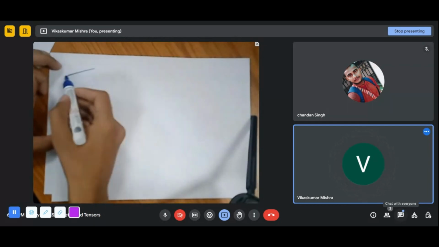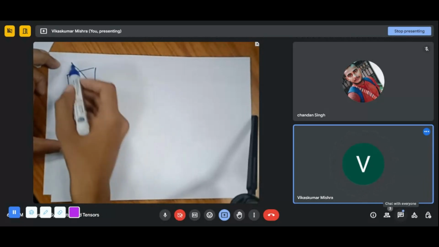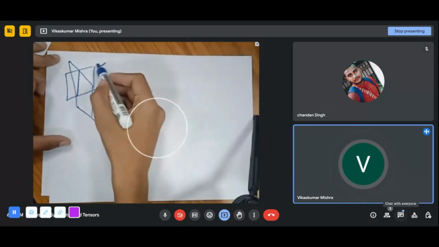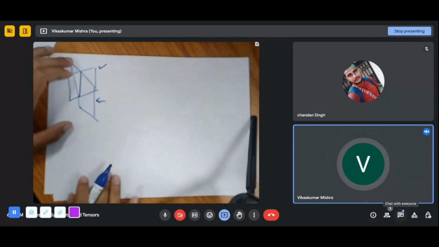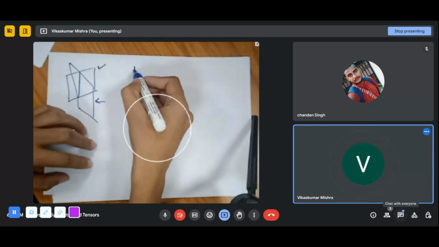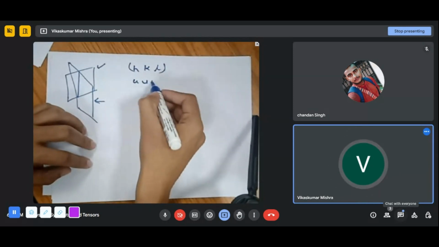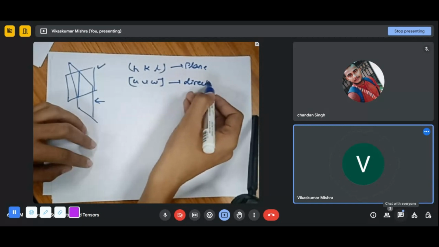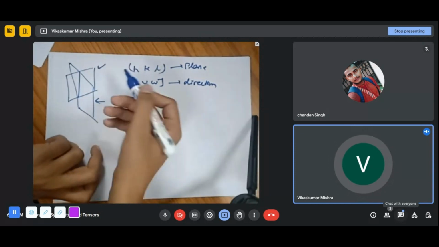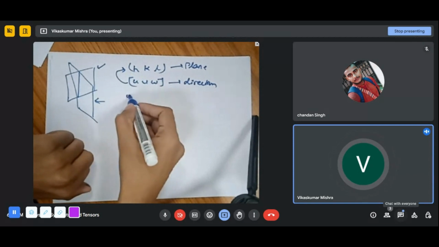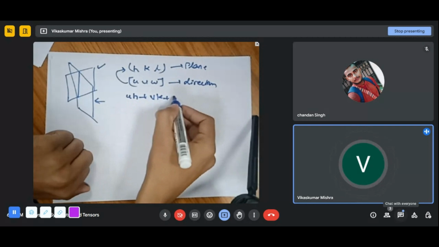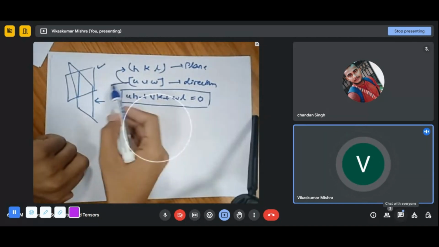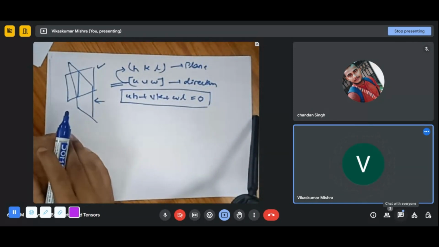If this is one plane and this is another plane, their line of intersection will lie in both of the planes, that is in plane 1 and also in plane 2. The Weiss Zone Law gives us the condition for the plane HKL and the UVW direction, under what condition the direction will lie in the plane. If U times H plus V times K plus W times L equals 0, then we can say that the direction UVW lies in the HKL plane, right?